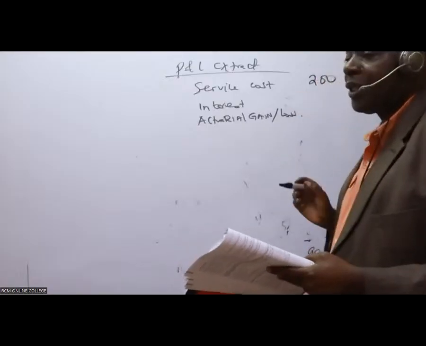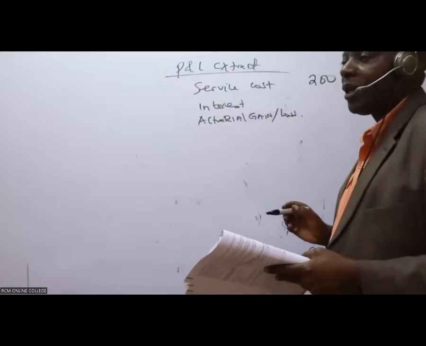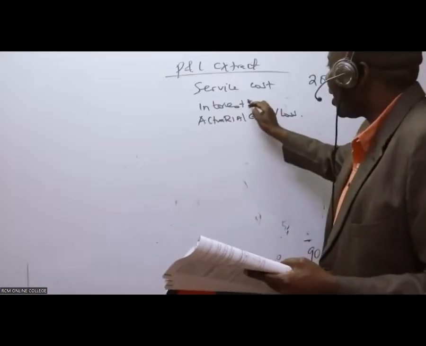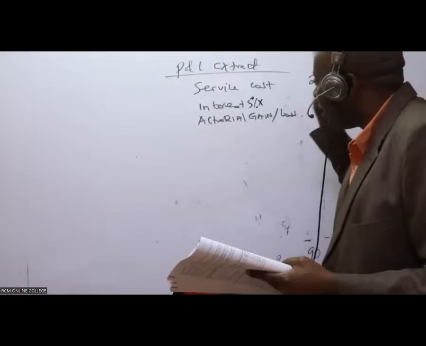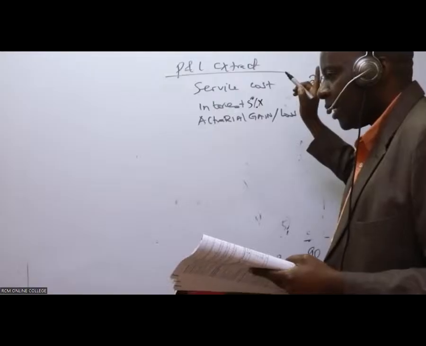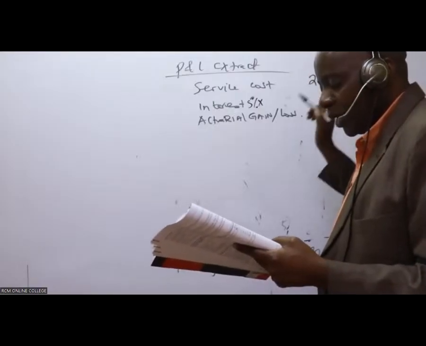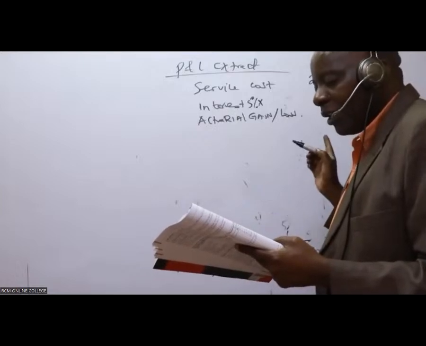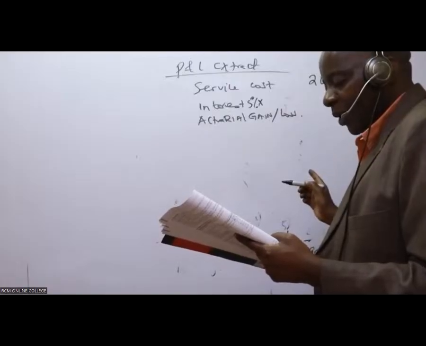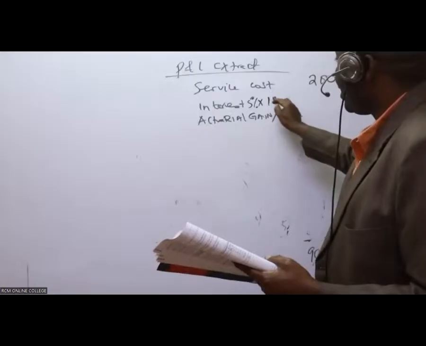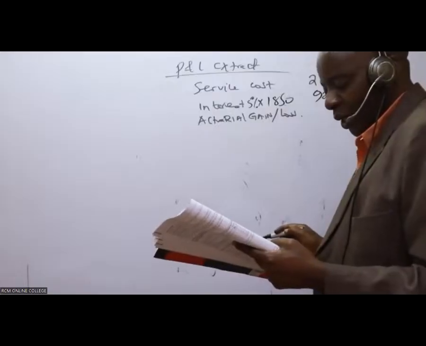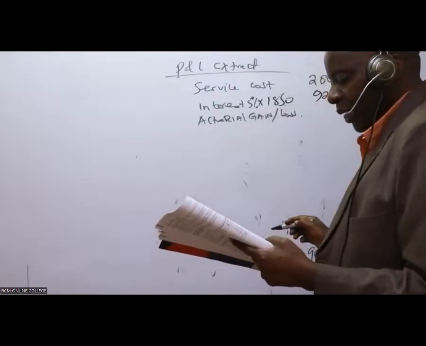How about interest? I should be able to take what times what? I can see the rate of interest there. It's 5% of the opening obligation. And the opening obligation, is there somebody who is able to see the opening obligation really here? We have 1850, isn't it? 1850, which gives me 92 point what, somebody? 92.5.